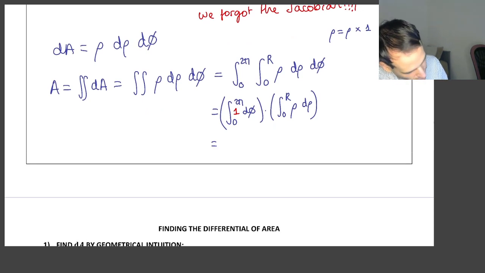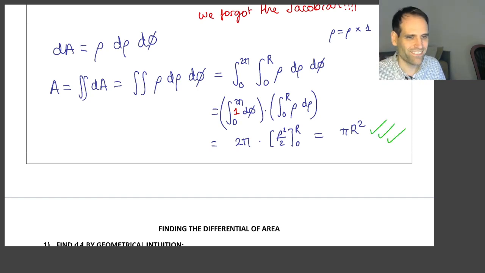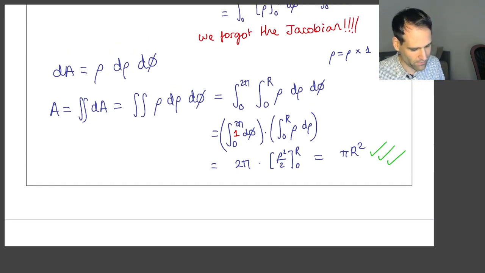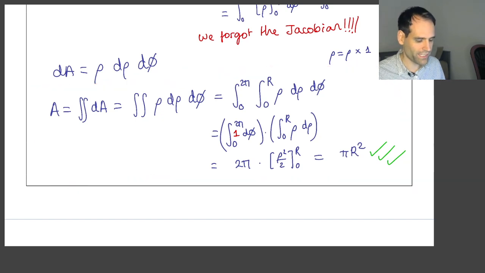The integral of 1 is just phi. We substitute 2 pi, so this is 2 pi, times the integral of rho, which is rho squared over 2, evaluated between r and 0. So that's going to be pi times r squared. The area of a circle. So this is a proof for the area of a circle, just doing an integral in polar coordinates, and it's really, really easy.